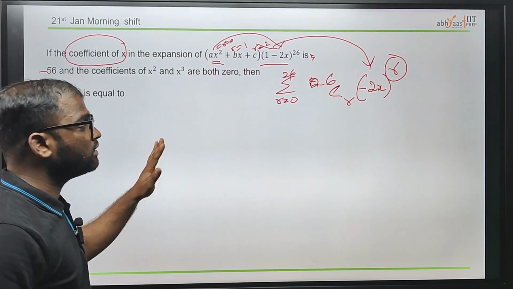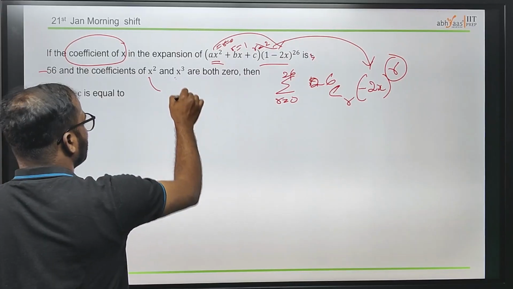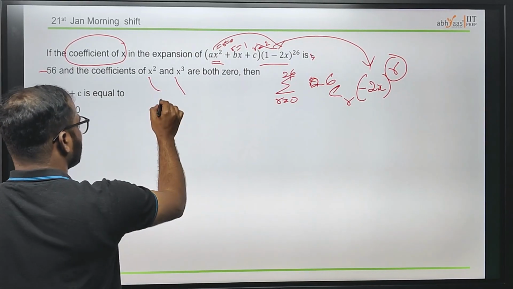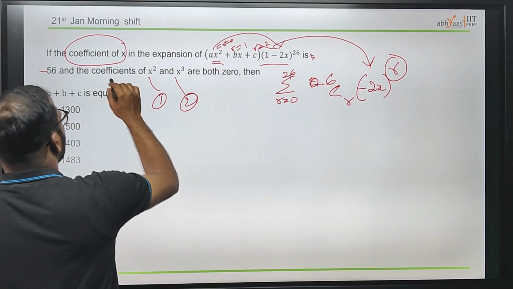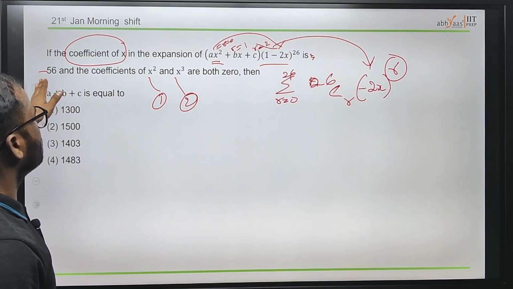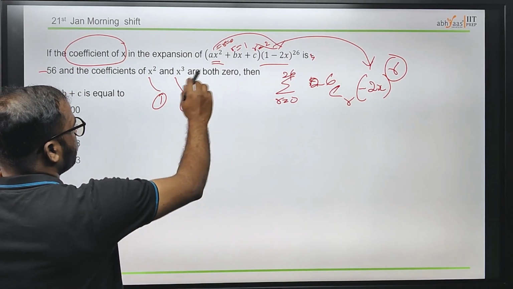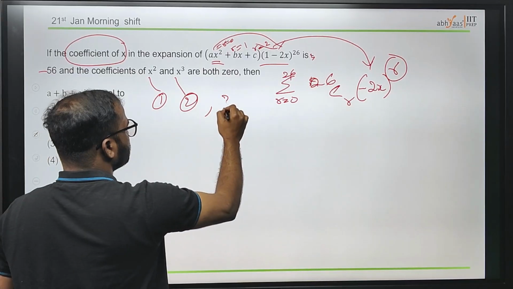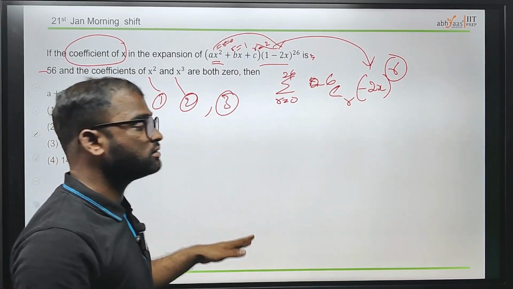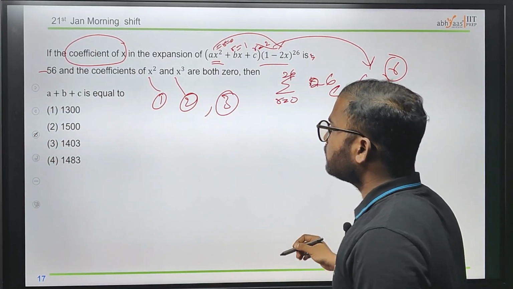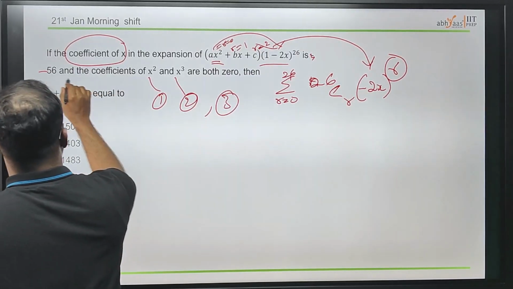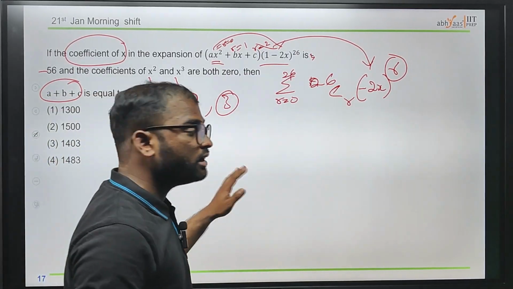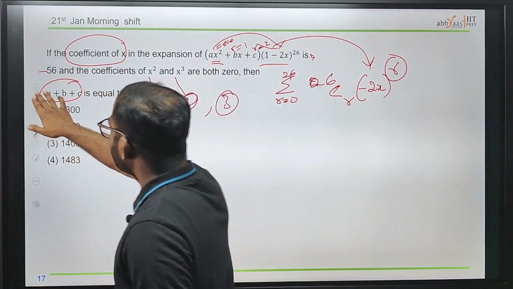After that we can have two equations, say 1 and 2. We already know the coefficient of x is minus 56, and by using that we get 3 equations. After getting these 3 equations we can easily find the A value, B value and C value. After that we can add those things.